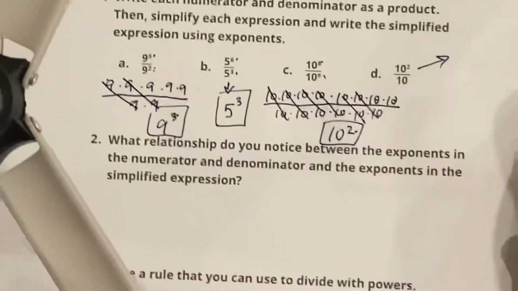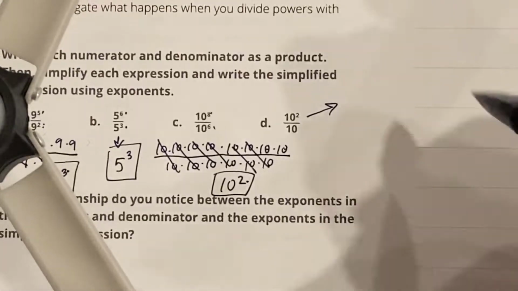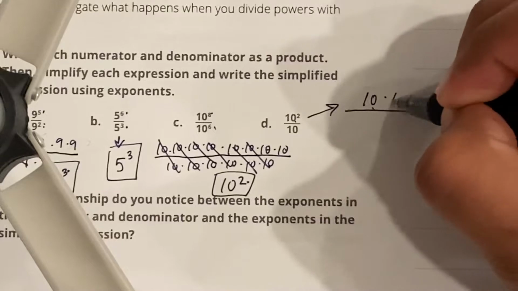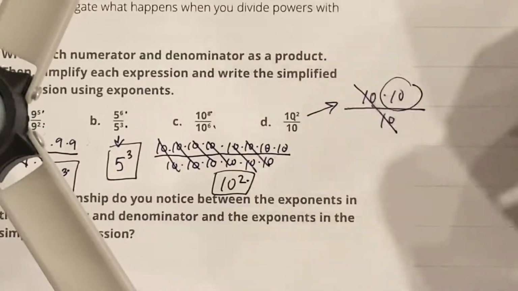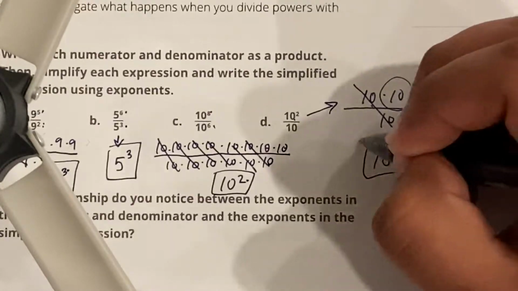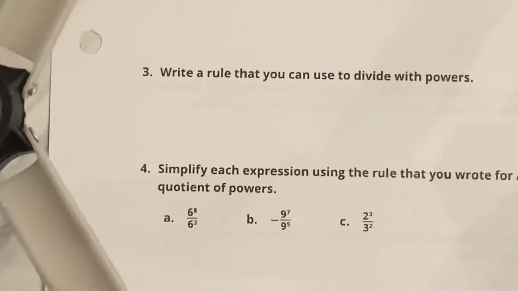If I look at the last one, I could do this super quick. Fraction, there are 2 tens up top. Nothing on the bottom, just that 10 to the first. Cancel. There's only one 10. We could rewrite this as 10 to the power of 1. Very, very cool. Can we write a rule for this?